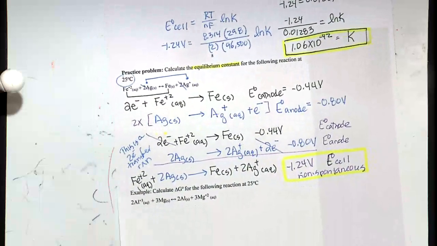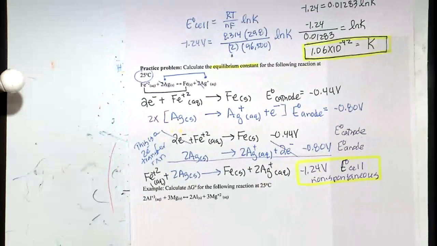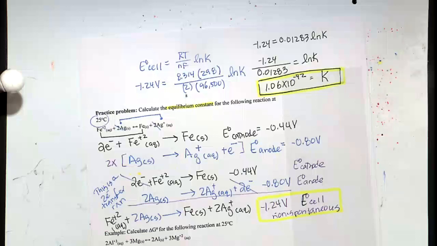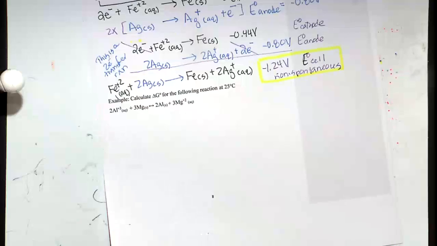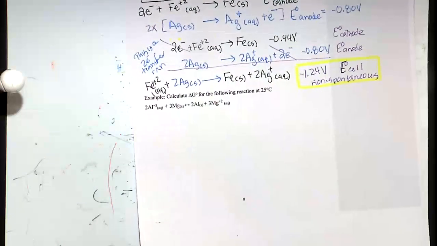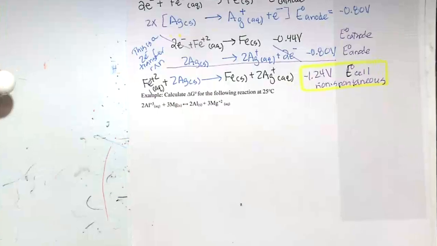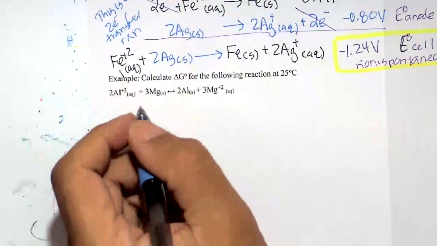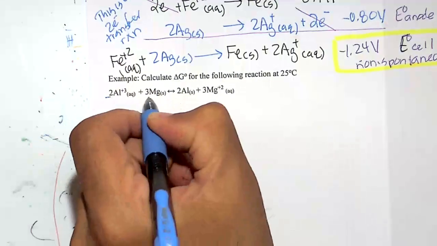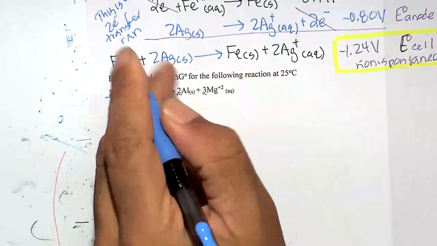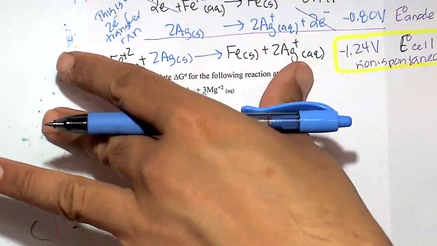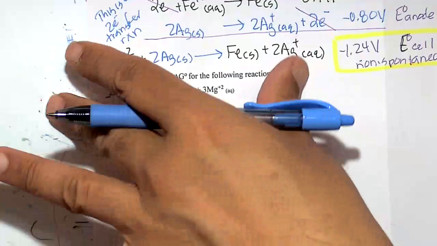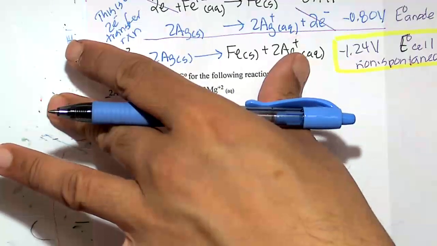Let's do one more here along the same vein. Let me set the time here. Calculate the delta G for the following reaction at 25 degrees C. You can put the numbers in, but I'll show you, we're going to split this apart, add them back together, and get the original answer. Right now I'm going to split this into anode and cathode.